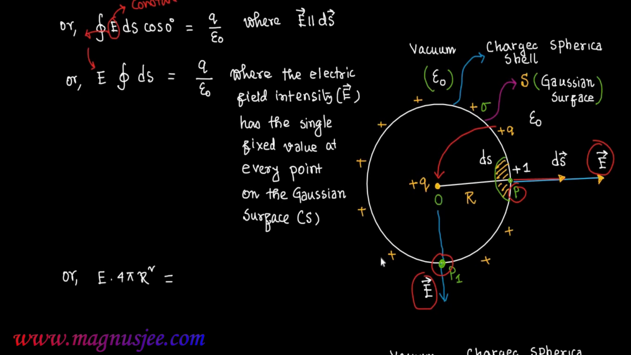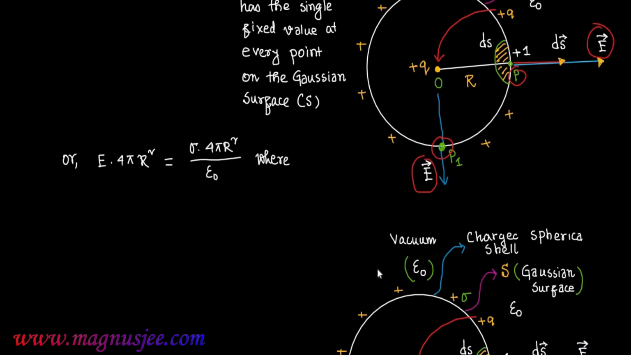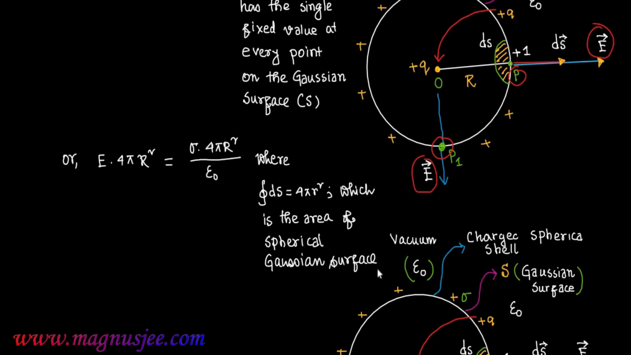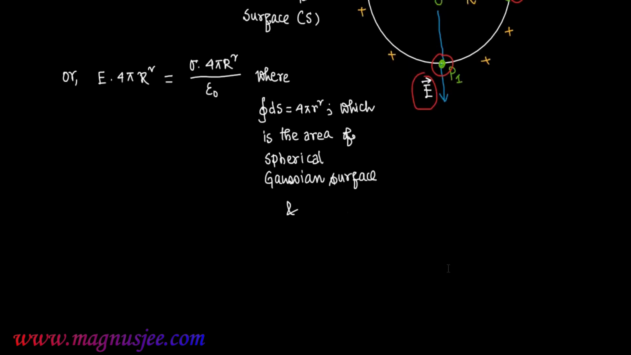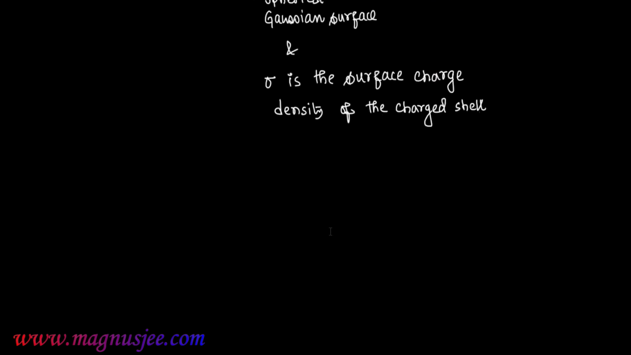E 4 pi capital R square equals, in place of charge Q we can write sigma 4 pi capital R square, where sigma is the surface charge density of the spherical shell, divided by epsilon 0, where closed integration ds equals 4 pi capital R square, not small r square, 4 pi capital R square, which is the area of the spherical Gaussian surface, and sigma is the surface charge density of the charged spherical shell.